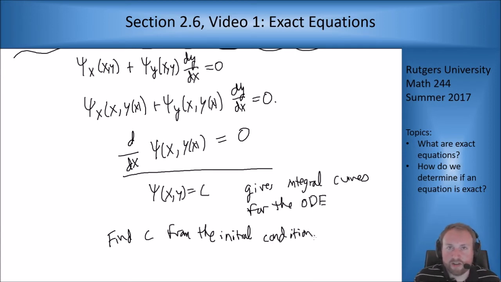The initial condition tells you which of these integral curves you're going to live on, and so that just picks out your curve for you. So a quick example of this.